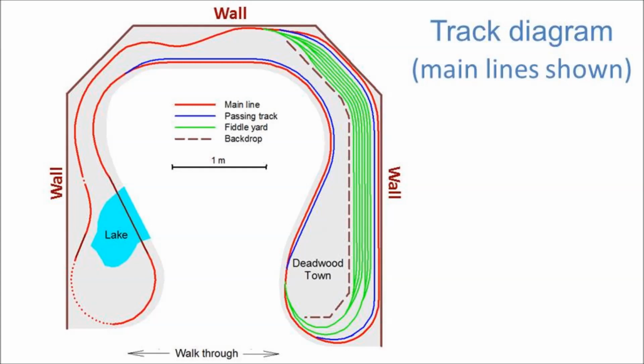It is hidden from the town of Deadwood in front of it by a removable backboard indicated by the dashed brown line. The layout is divided into 3 scenic zones. The left-hand side is mountainous and features bridges, tunnels, and a lake. The section along the back wall is flatter farming country, whereas the right-hand side includes the town of Deadwood and its associated industries.